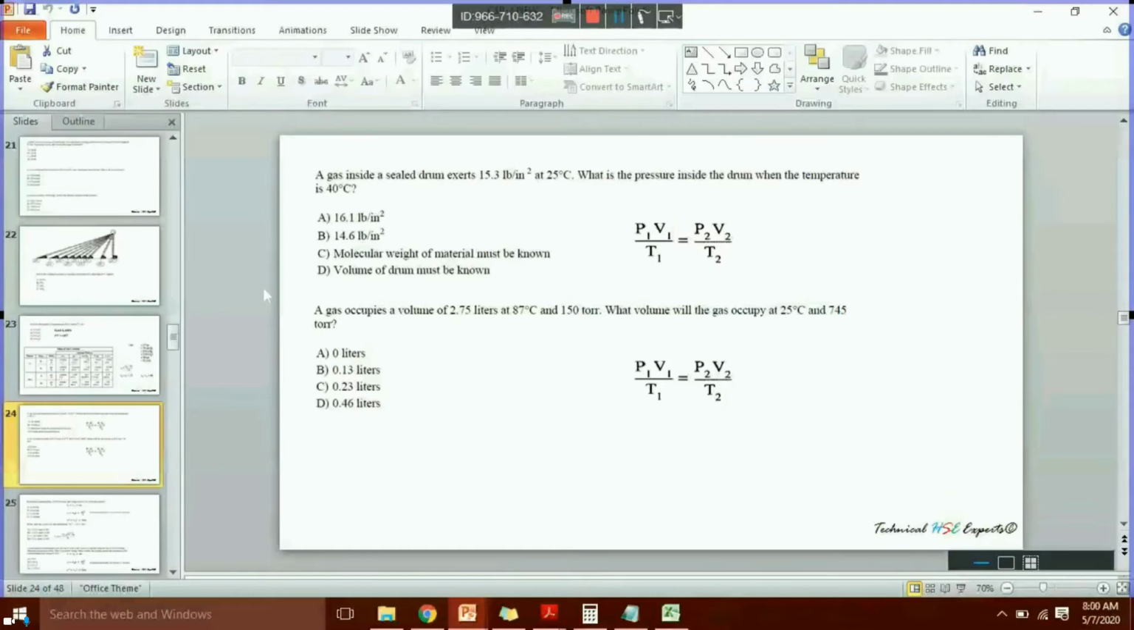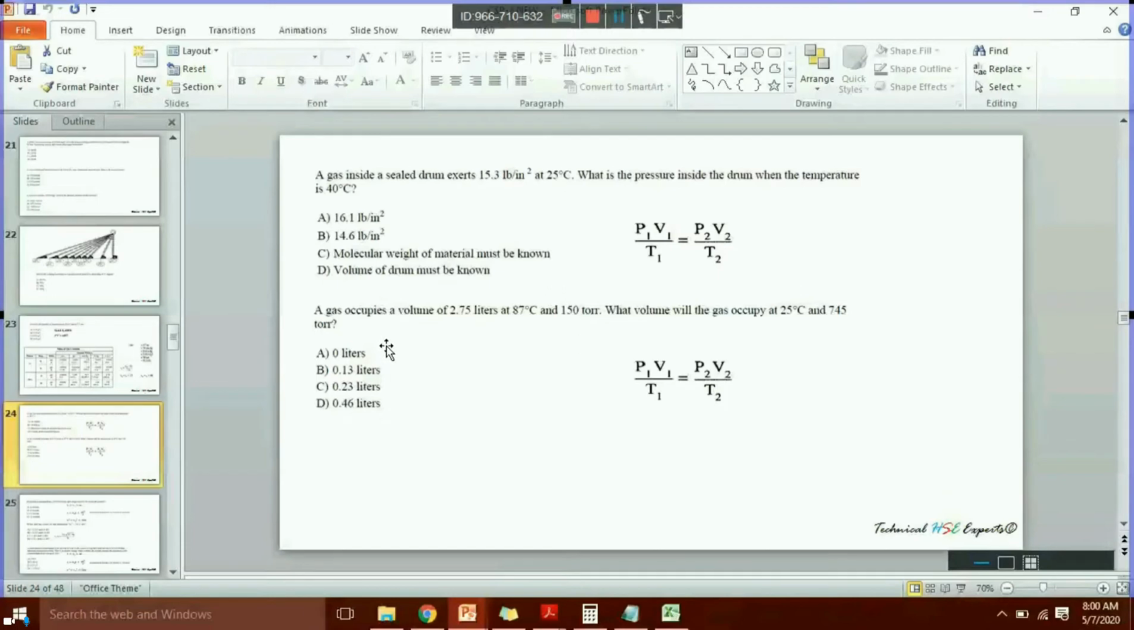See the second question. A gas occupies a volume of 2.75 liters at this much temperature and this much pressure. Torr is the unit of pressure. What volume will the gas occupy at 25 degrees Celsius and 745 torr? So from the question, it is very clear they are asking V2, volume 2, and all the terms they have given.